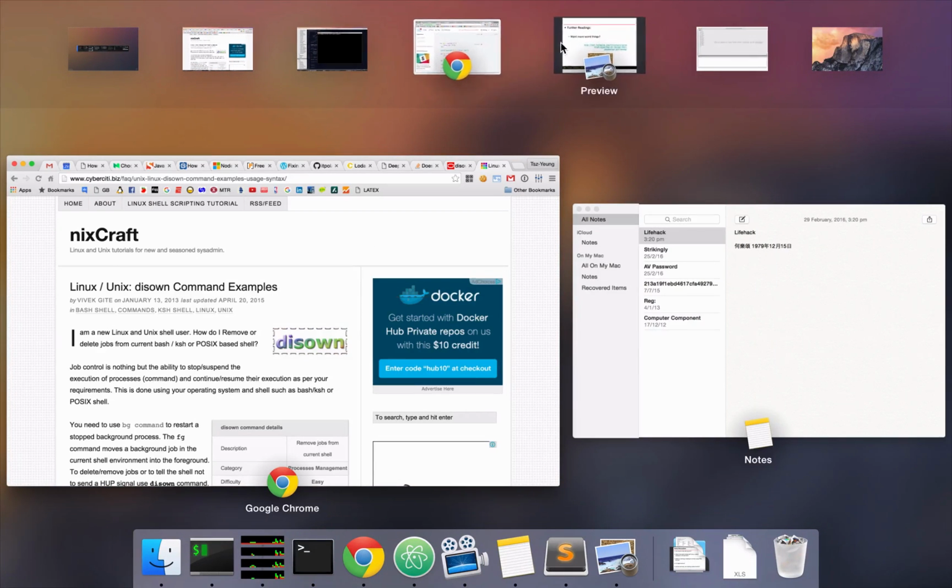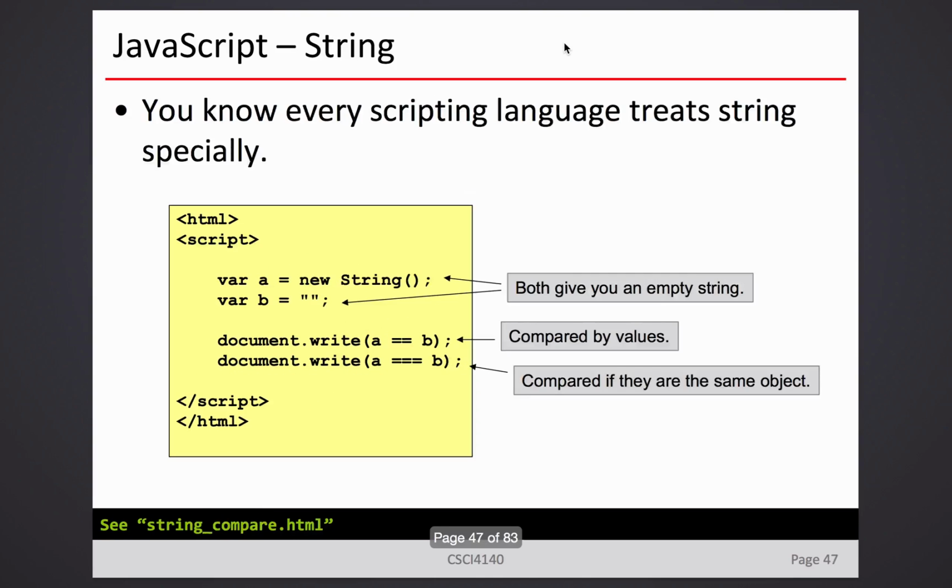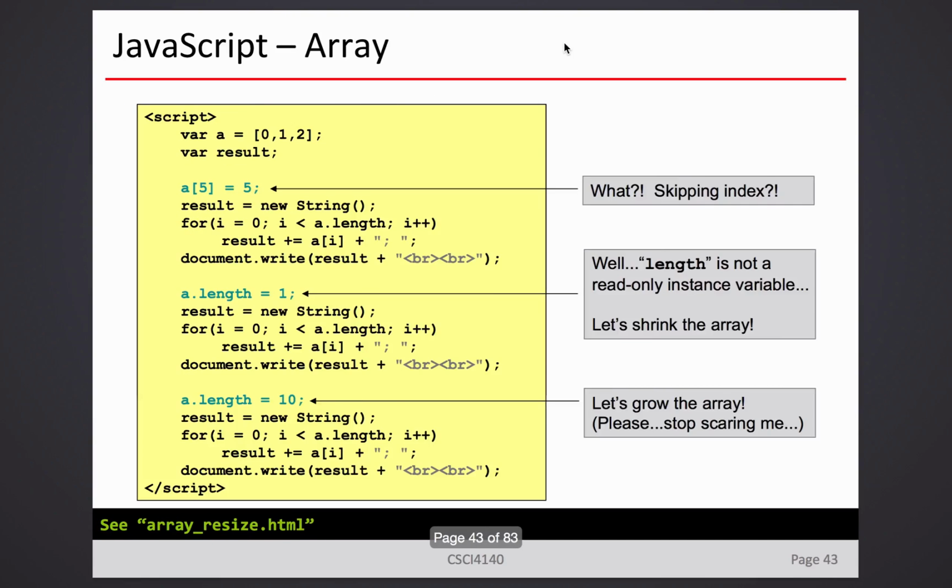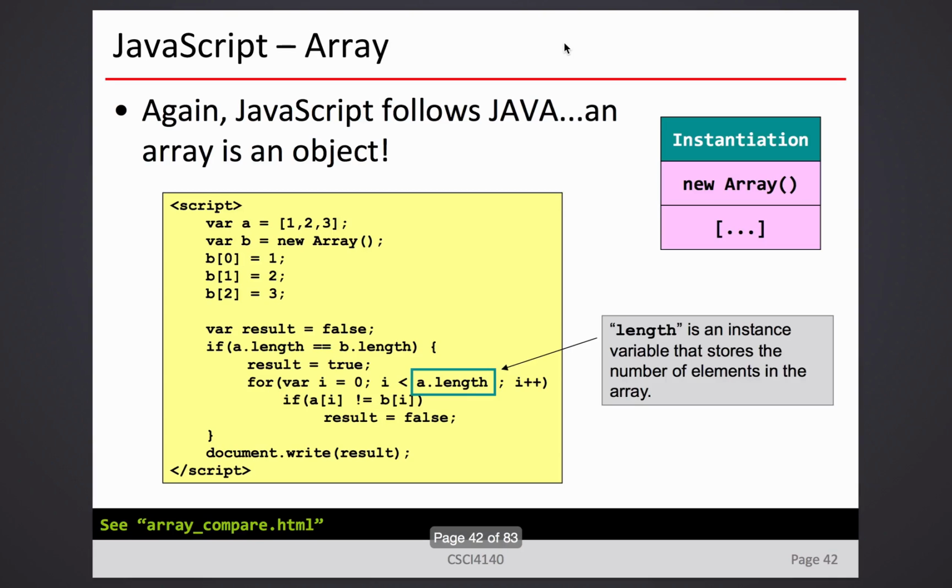So what's next? Next are the things that I skipped. Array and object. Array is a very special class. Why? Because later on you will see code which is very hard to understand.